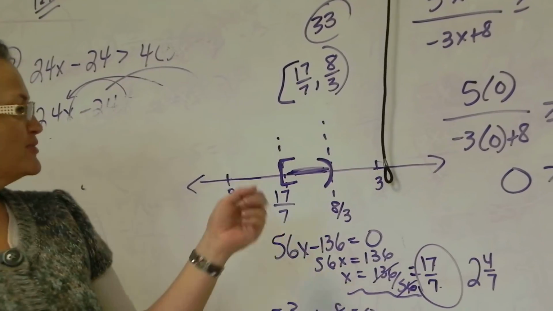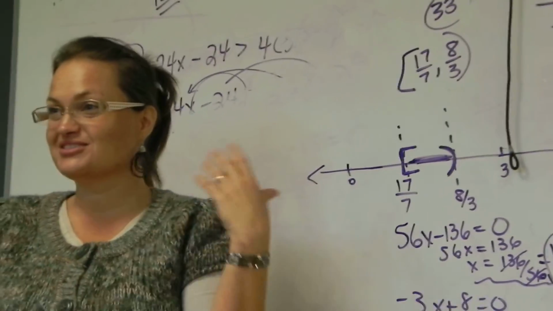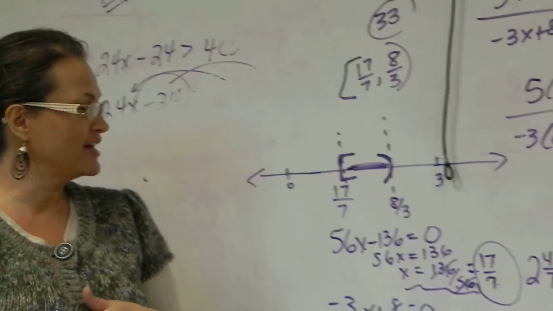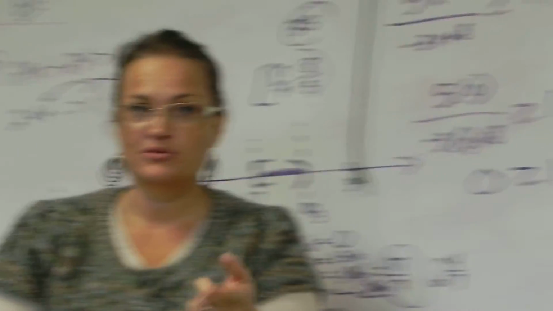But actually, how many numbers are there between 17/7 and 8/3? I say it's a small region, but how many answers, numbers? There's still infinite values in there. You could always find infinitely small pieces in there. All right, we'll go ahead and stop it.